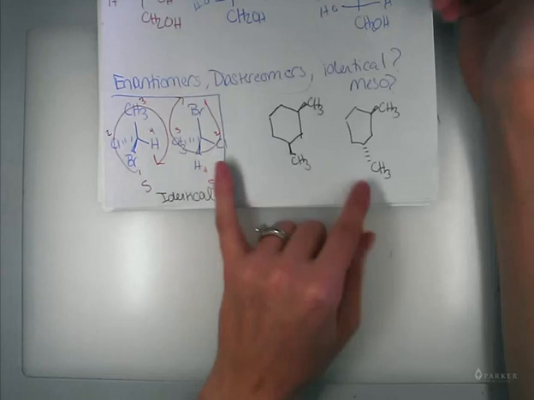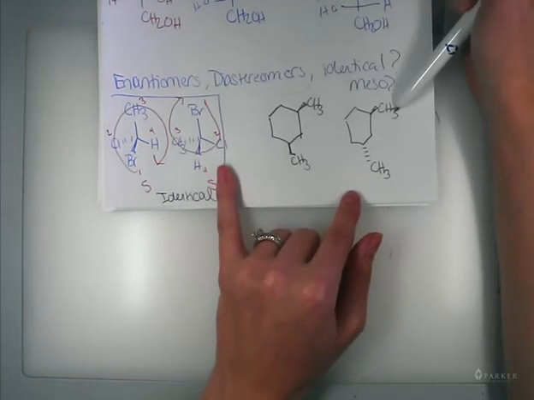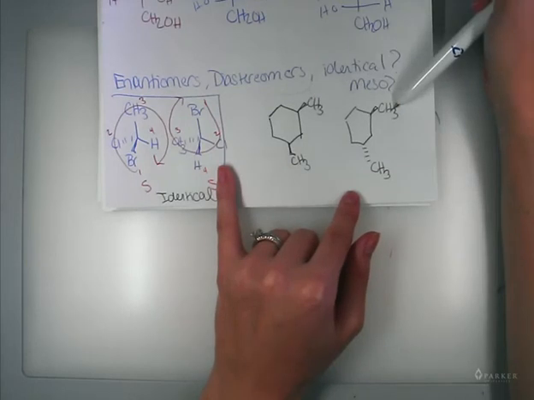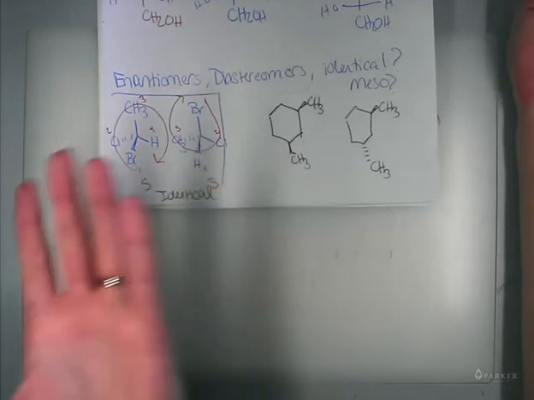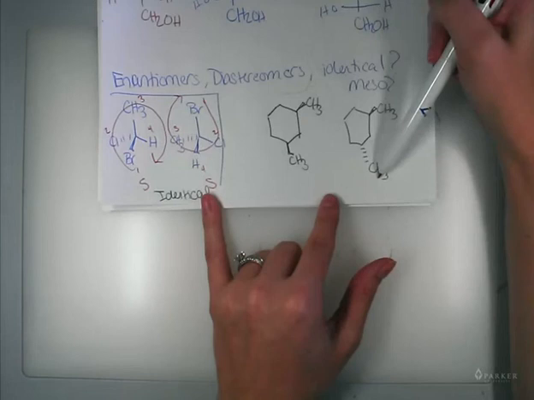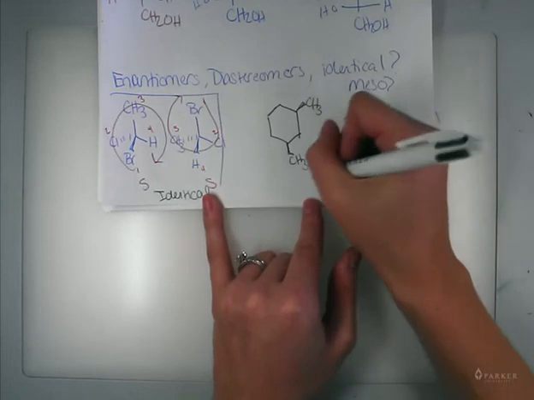So let's look here. My CH3, it's on a wedge here. What is it over here? A wedge. So what did it do? Stayed the same, right? What about over here? It's a wedge, and now it's a dash. So it changed. So what is this? Diastereomer.